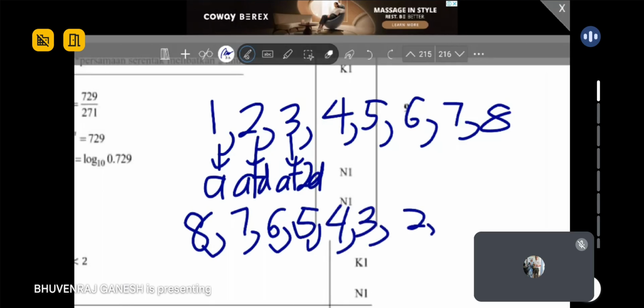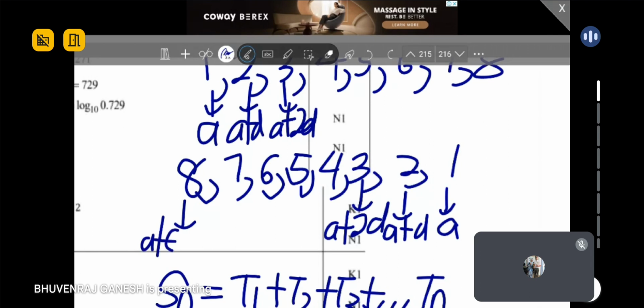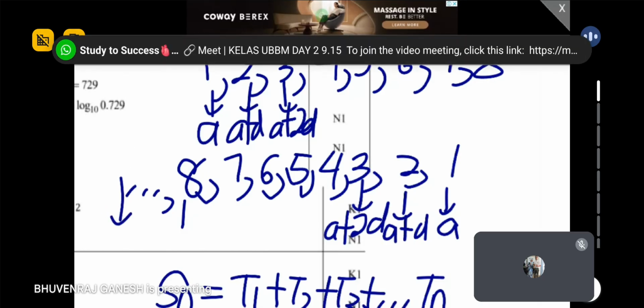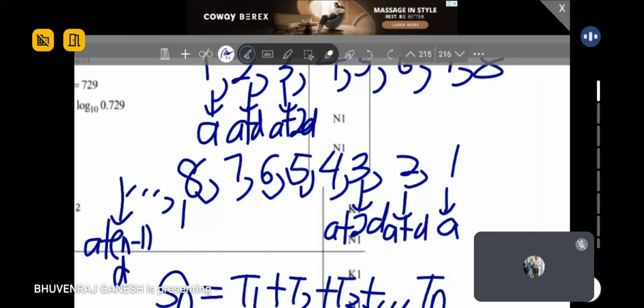So guys, do you see now? The whole thing is reversed. Your A comes at the last. And then A plus D, A plus 2D. So this is how you can form your second equation, guys. Persamaan kedua. I put the dots so that it is easier. Okay, so maybe this one we don't know, so we just label it as A plus n minus 1 D.